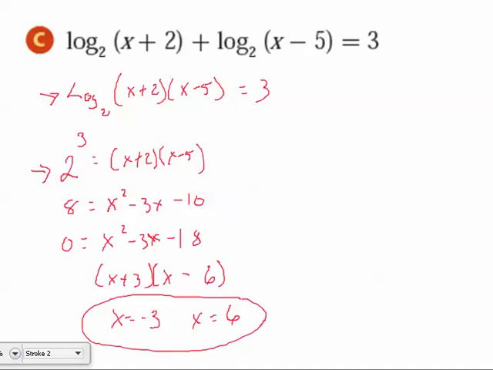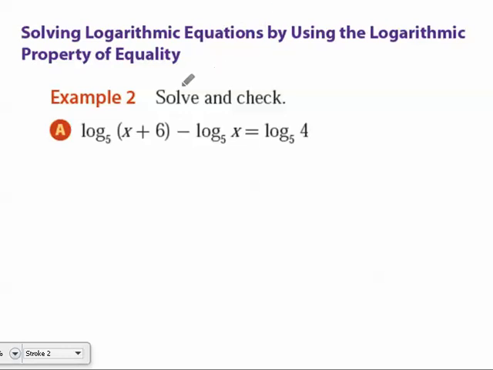Okay, so let's go on here. This one says solve and check.